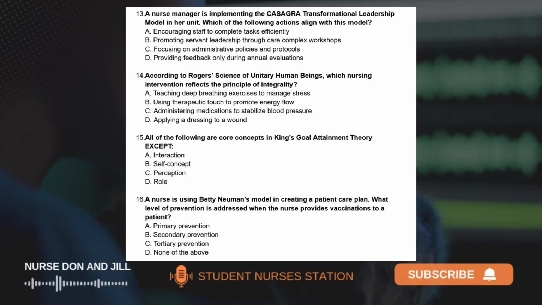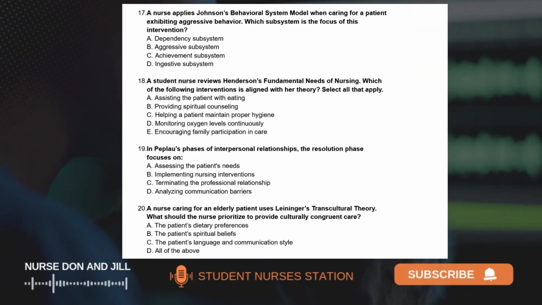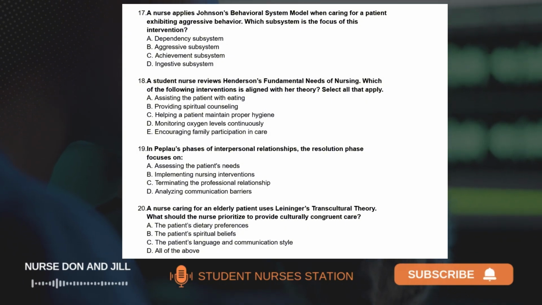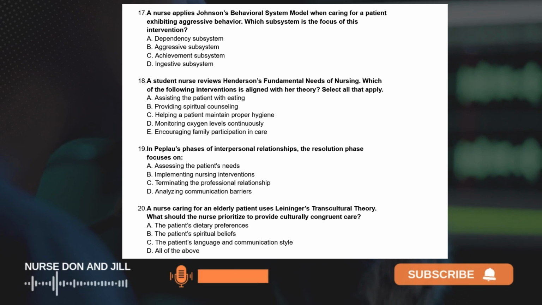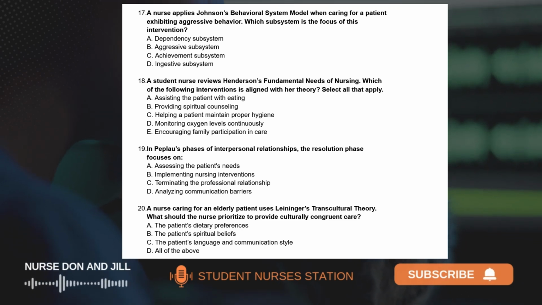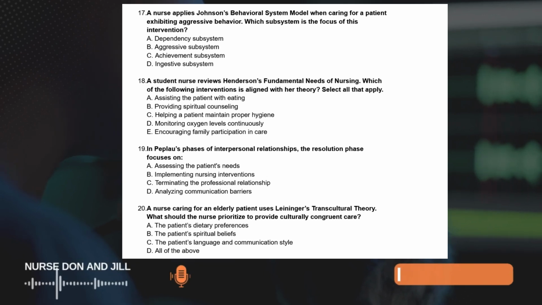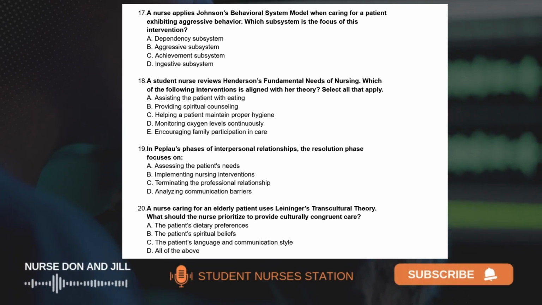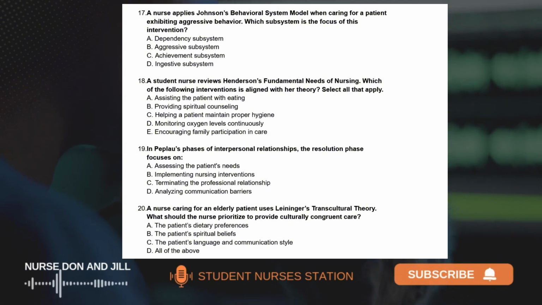Ready for question 17? Absolutely. Let's keep going. Okay, here it is. A nurse applies Johnson's behavioral system model when caring for a patient exhibiting aggressive behavior. Which subsystem is the focus of this intervention? Johnson's model is a little different, remember. It looks at the patient as a set of interconnected subsystems. Yeah, like a bunch of gears all working together. Exactly. Each subsystem has a job to do, and they all contribute to the overall balance of the person.